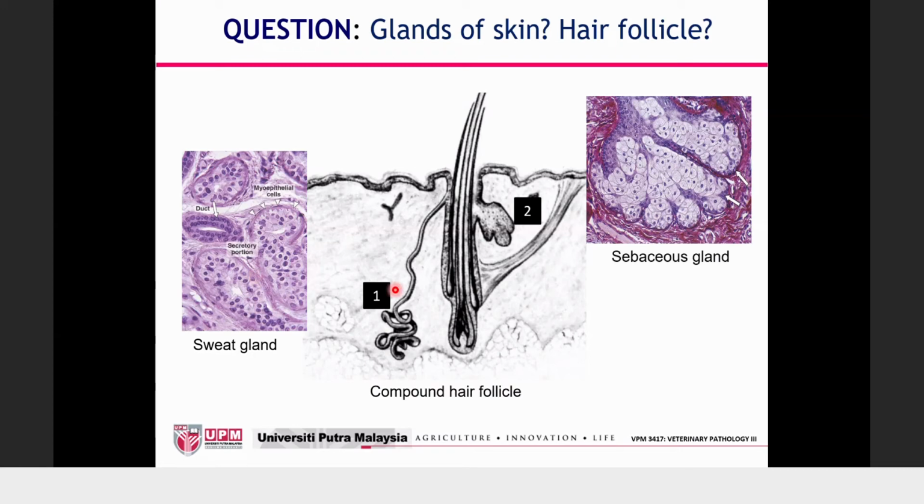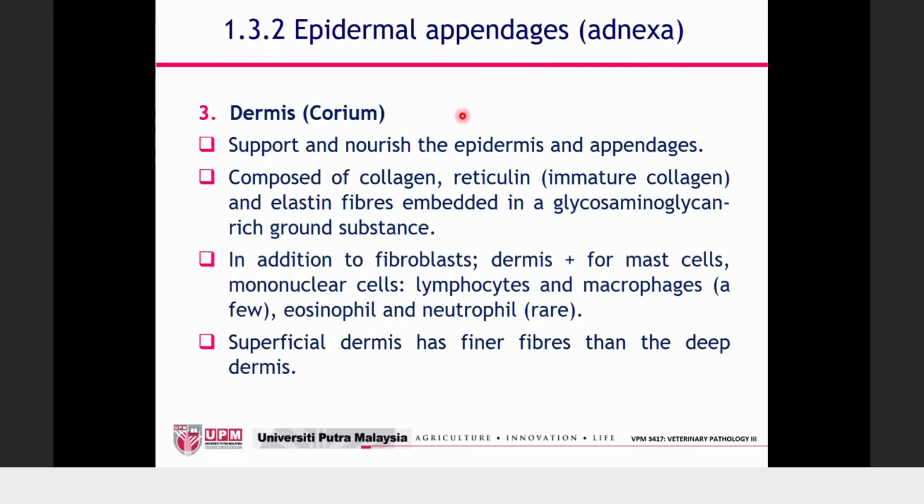Because it is composed of not one hair follicle. Okay. All right, so next we have the dermis, also known as the corium. The main function is to support and nourish the epidermis and all the appendages. The dermis is composed of collagen, reticulin, which is known as immature collagen, and elastin fibers embedded in a glycosaminoglycan-rich ground substance.